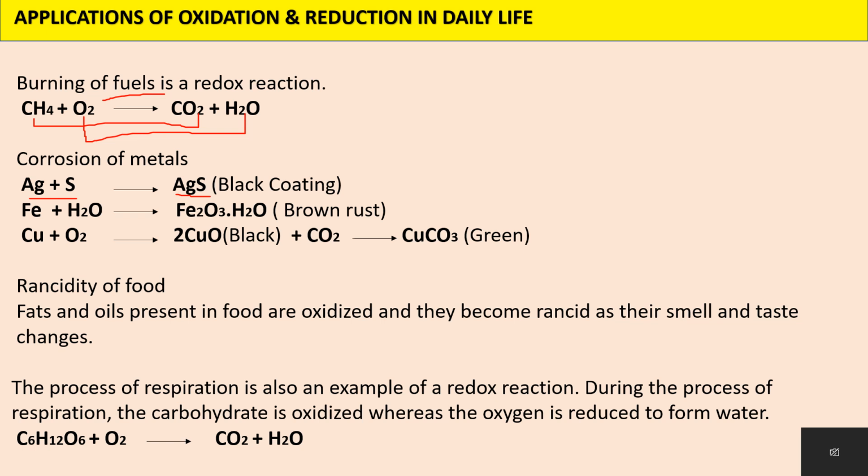The reaction between iron, oxygen and water forms a hydrated molecule of iron oxide, which is a brown rust over iron articles. Similarly, copper on reaction with oxygen forms a black coating of copper oxide. Here, copper is oxidized and oxygen is reduced to form copper oxide, which is black in color.